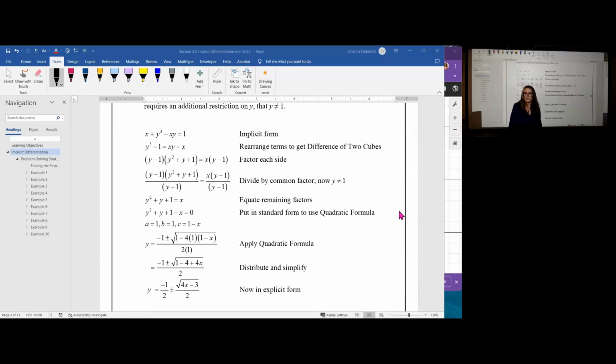Yes, we could take the derivative in this explicit form, but in fact, it would be easier to take the derivative of the first line in its implicit form.